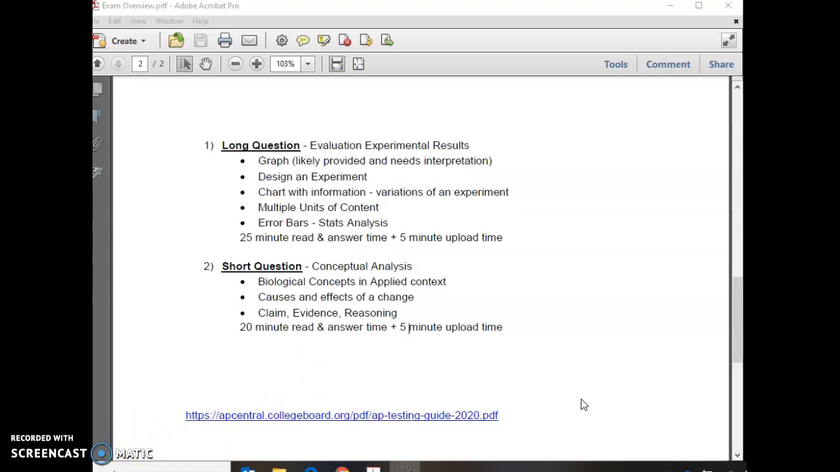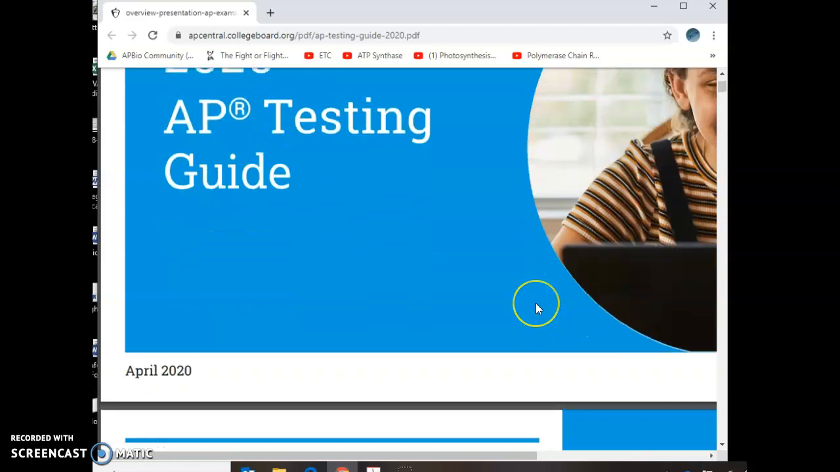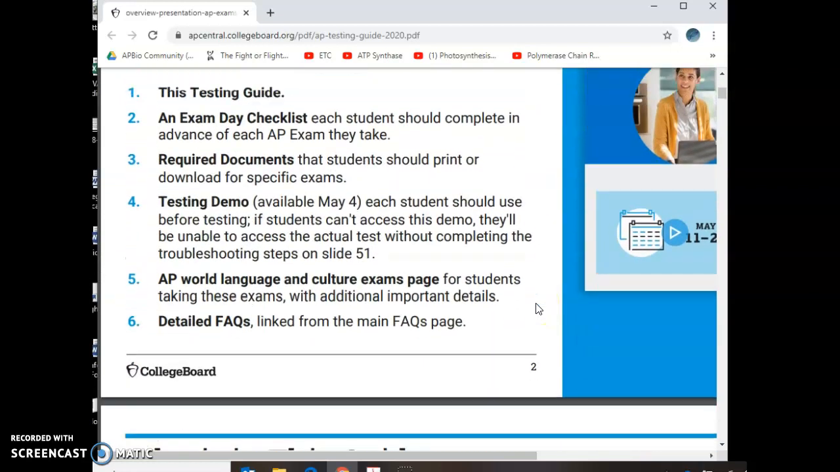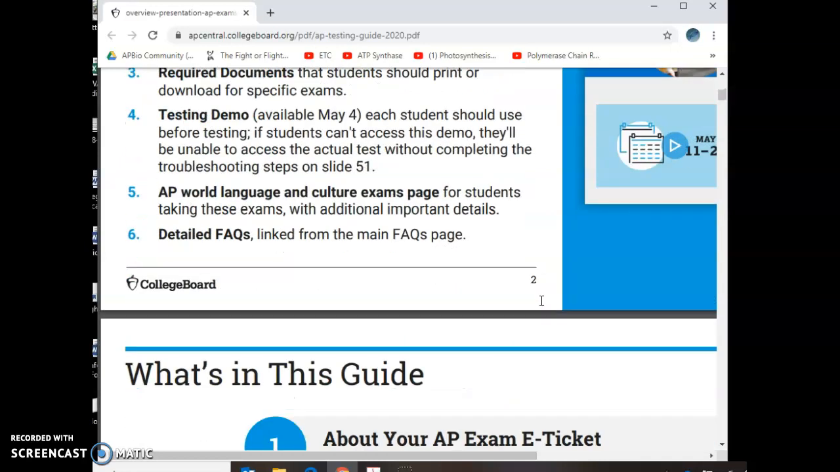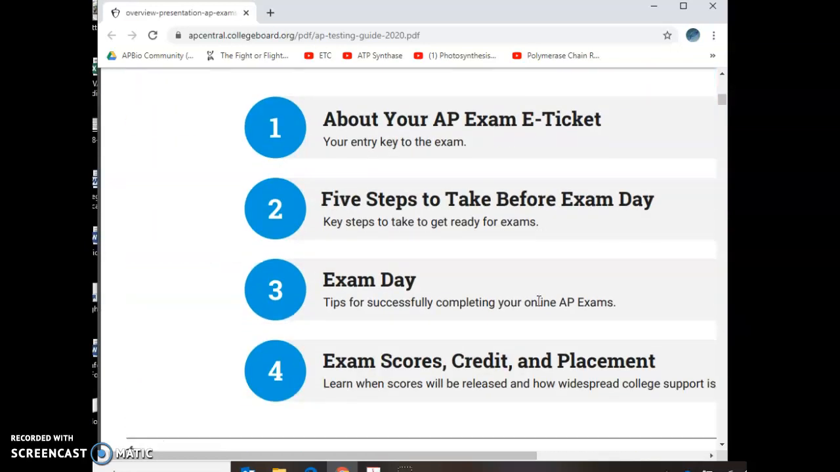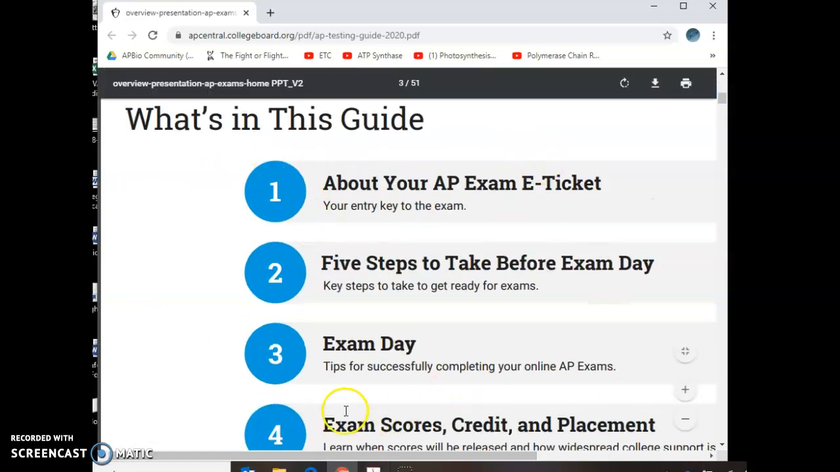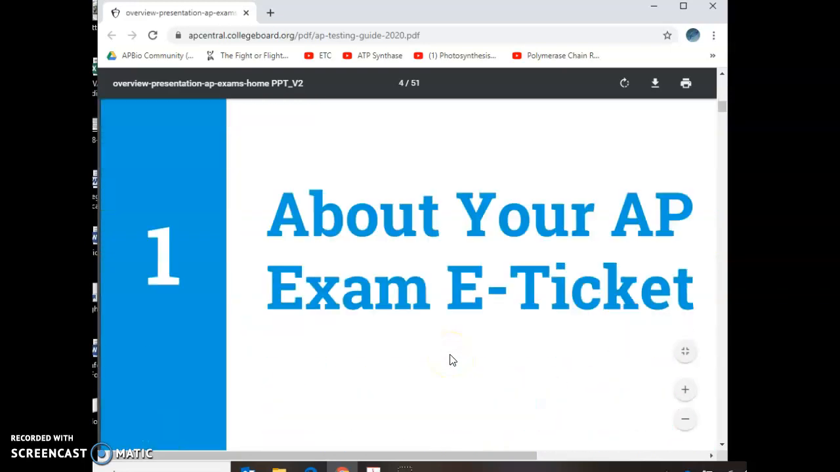At the bottom of this document, I included a link for the AP testing guide, which I have put up over here already. This is a document summarizing everything that you need to know about what you need to do before test day, what you should do during test day, and so on. I sat in on a webinar last night and we went over this testing guide in detail. Right now, we're just going to look at some important features of this. And this is the overview of what's in the guide: the e-ticket, what to do before exam day, and then what to do on exam day.